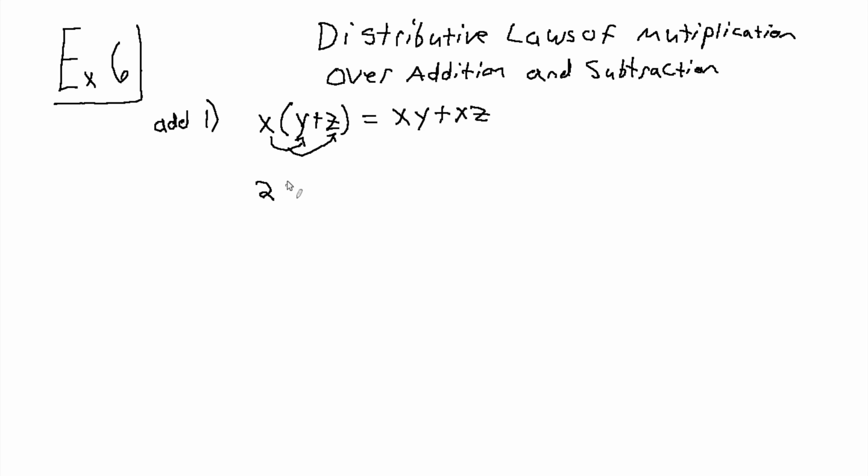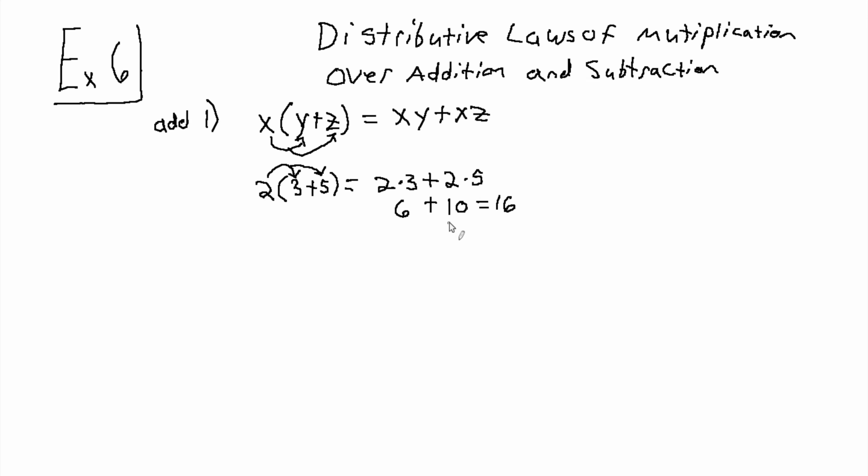Let's use some real numbers. Say we have 2 times the parentheses of 3 plus 5. Don't forget to distribute. Do the 2 times 3 first, then use the addition, then you do the 2 times 5. So go ahead and do this. 2 times 3 is 6, 2 times 5 is 10, and 6 plus 10 is 16.